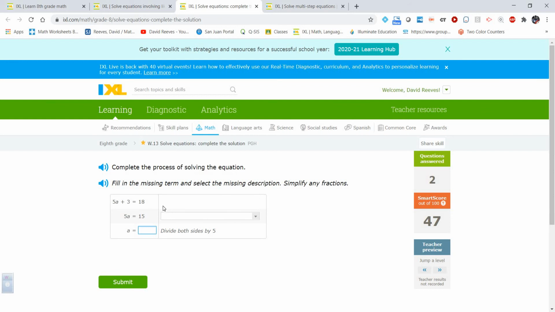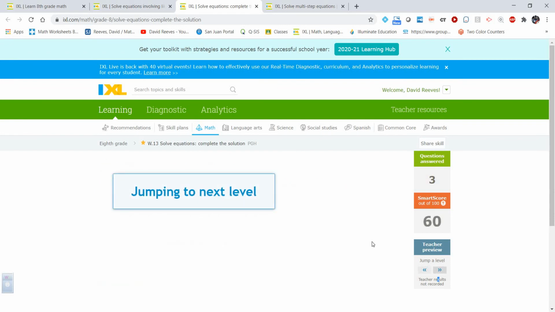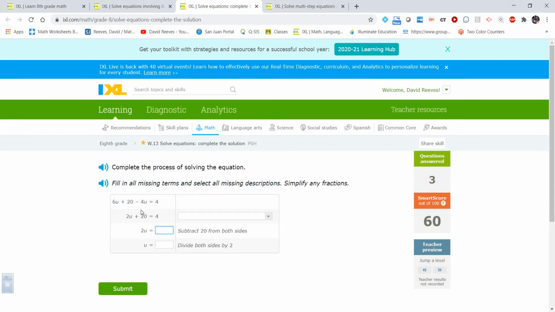Again, two-step equation. 5a plus 3 equals 18, and then it went to 5a is 15. What did they do? Well, they subtracted 3 from both sides, and then we've got 5a equals 15, and then we're going to divide both sides by 5. 15 divided by 5 is 3. All right, what about the next level? Okay, here we go again. We're going to have to fill in the blank. What did they do to get from here to here?